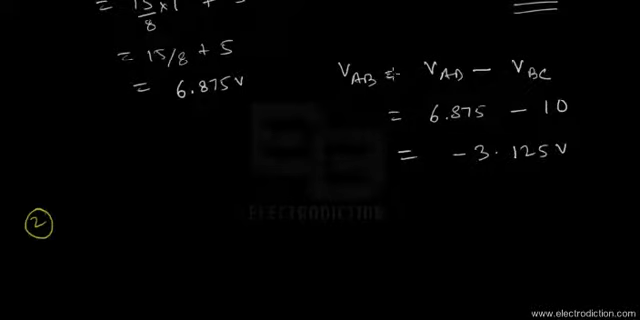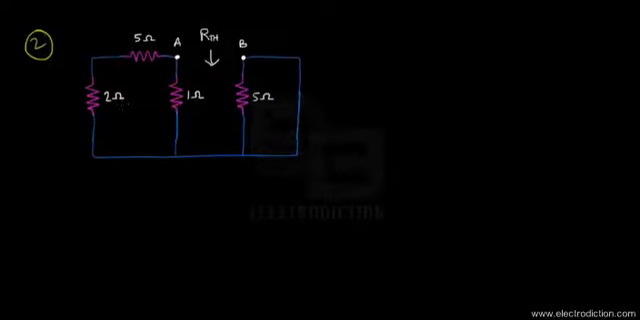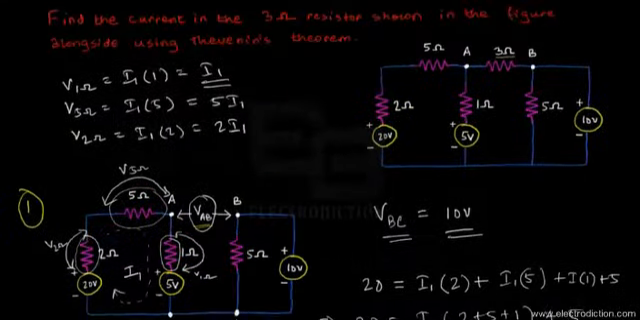So in order to find that, we're going to go to step number 2. So this was our step 1 so far. Now in step 2, what we're supposed to do is short all the voltage sources in the network and open any current sources. In that way our network would change to something like this, as you can see.